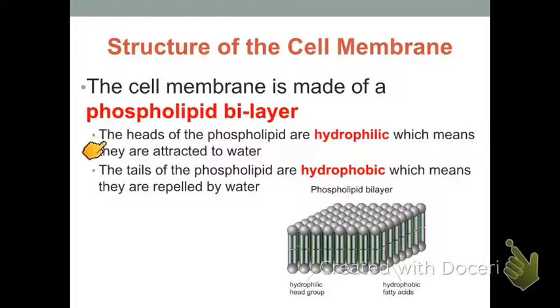Bi means two. So phospholipid is what is made up right here. The phospholipid has a head that is hydrophilic. Hydro meaning water, philic meaning loving. So the head of the phospholipid is attracted to water, and the tails of phospholipids are hydrophobic, which means they are repelled. So water is repelled by the tails right here, and it's attracted to the phospholipid head. Hydrophobic and hydrophilic are two words that you definitely need to know.